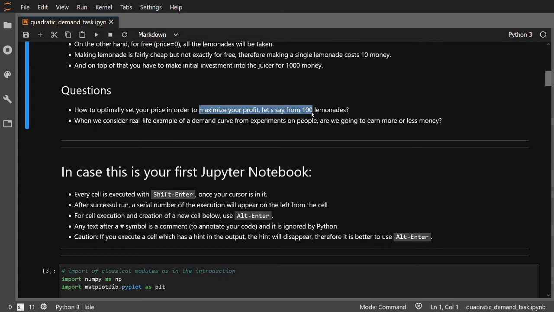from 100 lemonades. In the second part, we are going to get a real life example of the demand curve based on the experiments on people and apply it to our lemonades. Are we then going to earn more or less money?